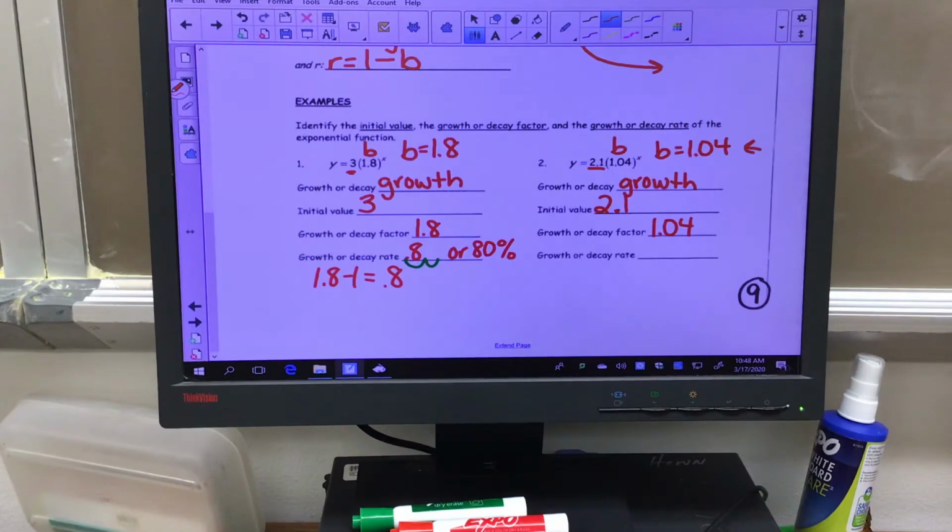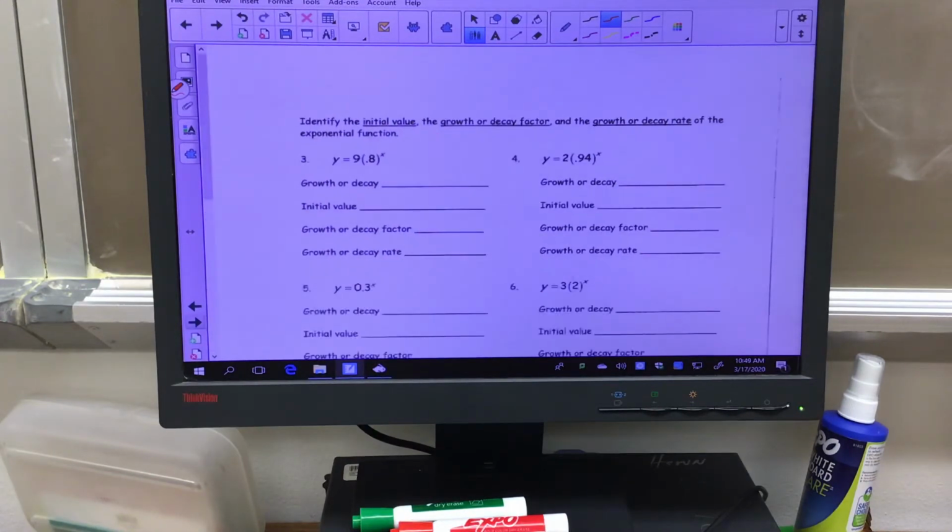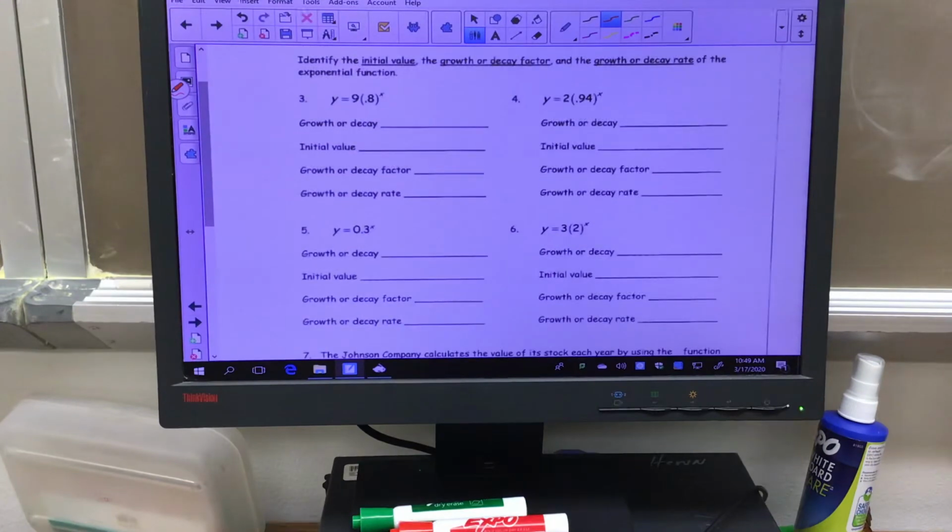Using the equation, 1.04 minus 1 is 0.04. Move it 2 places to the right. That's going to be 4%. Alright, on page 10, I want you to pause the video. I want you to answer the questions on page 10. It's doing the same exact thing. Before you check them with mine, please.